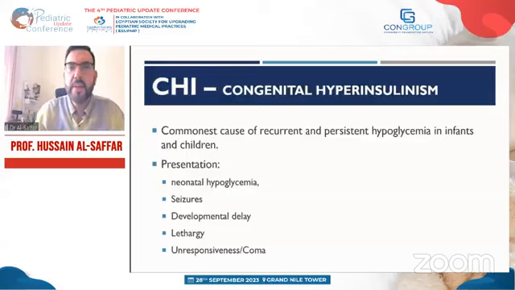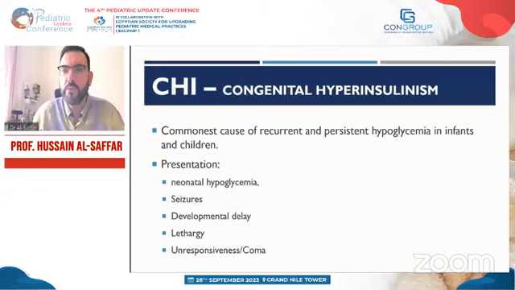Congenital hyperinsulinism is the commonest cause of recurrent and persistent hypoglycemia in infants and children. It can present with different kinds of features and symptoms. For example, neonatal hypoglycemia that then becomes persistent or recurrent would be one of the features of how it presents.